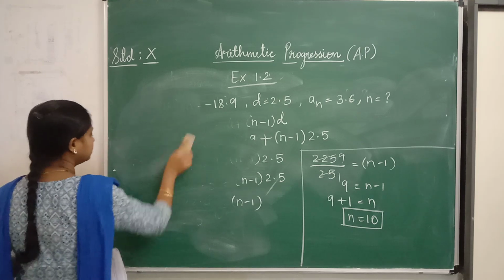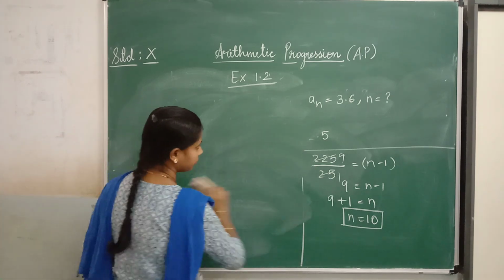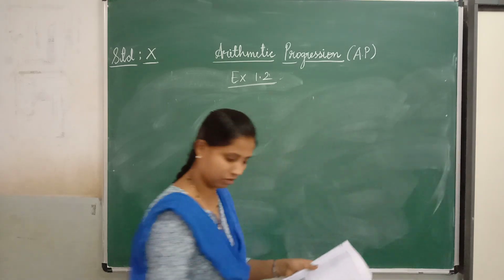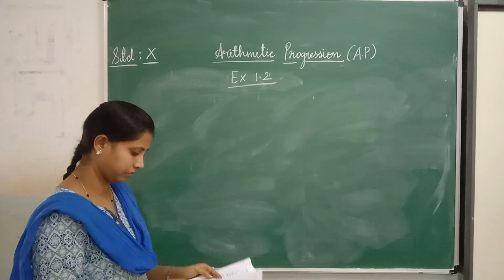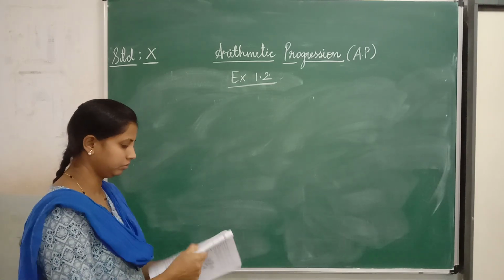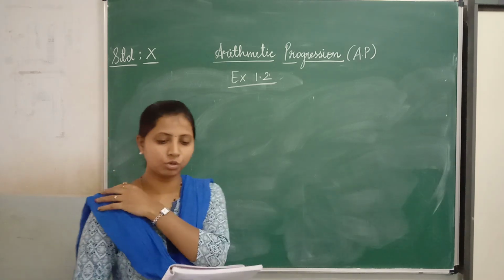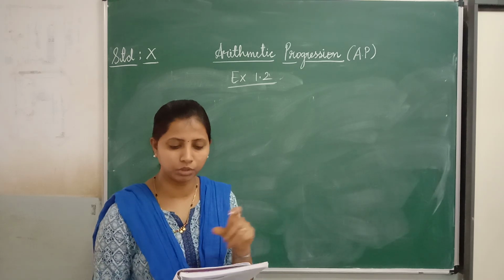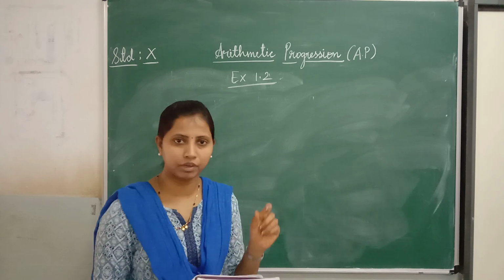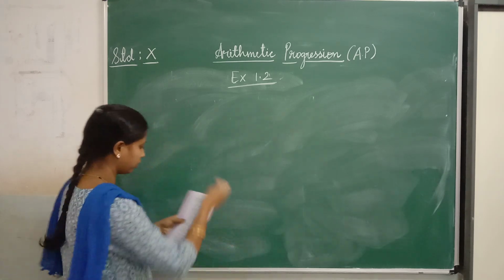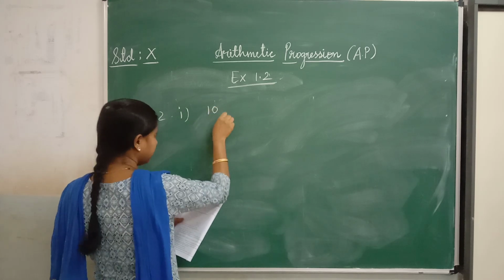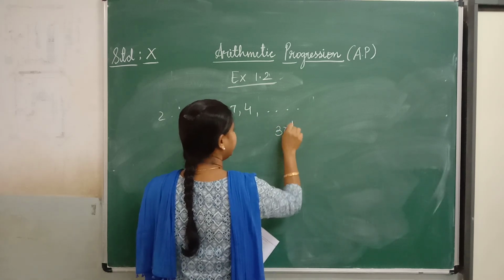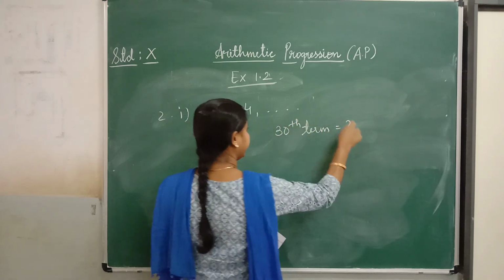Now, let's move on to the next one. The second main is: choose the correct choice in the following and justify. You have to choose the correct option and justify. The 30th term of the AP 10, 7, 4 and so on is... This is the AP given. You have to find the 30th term.